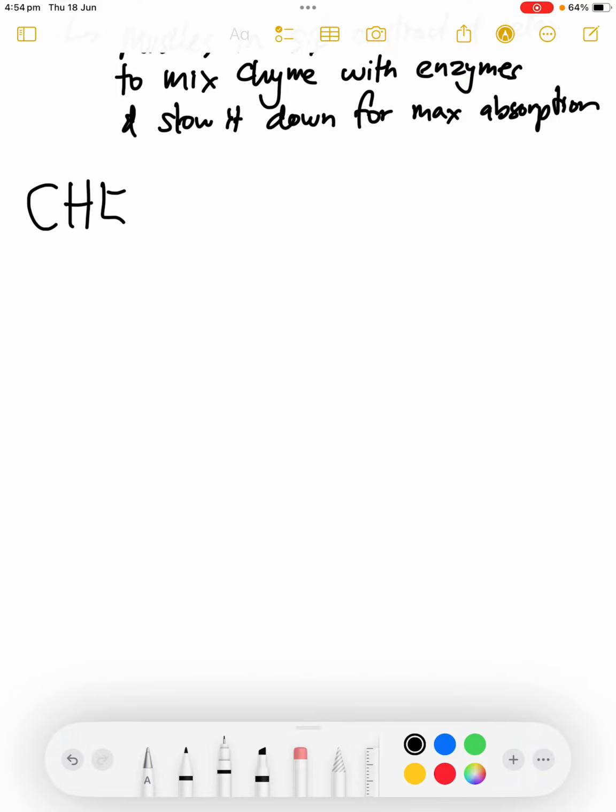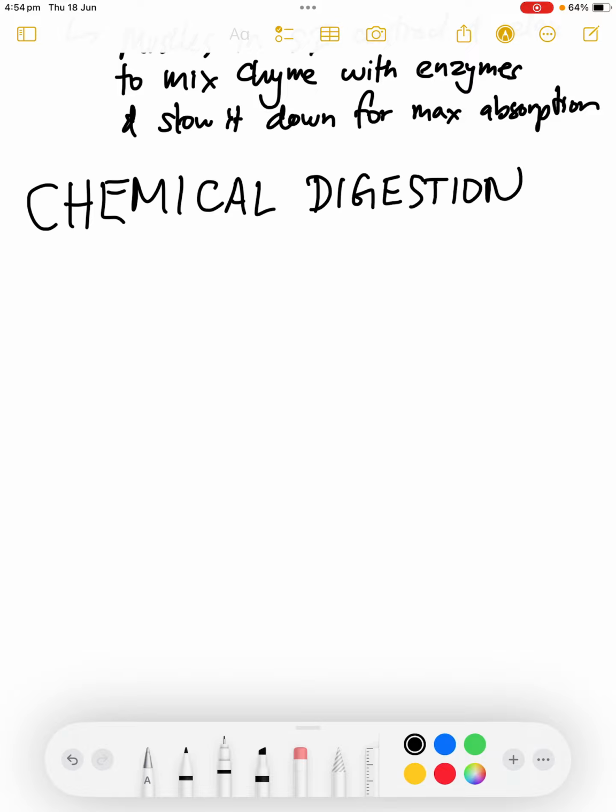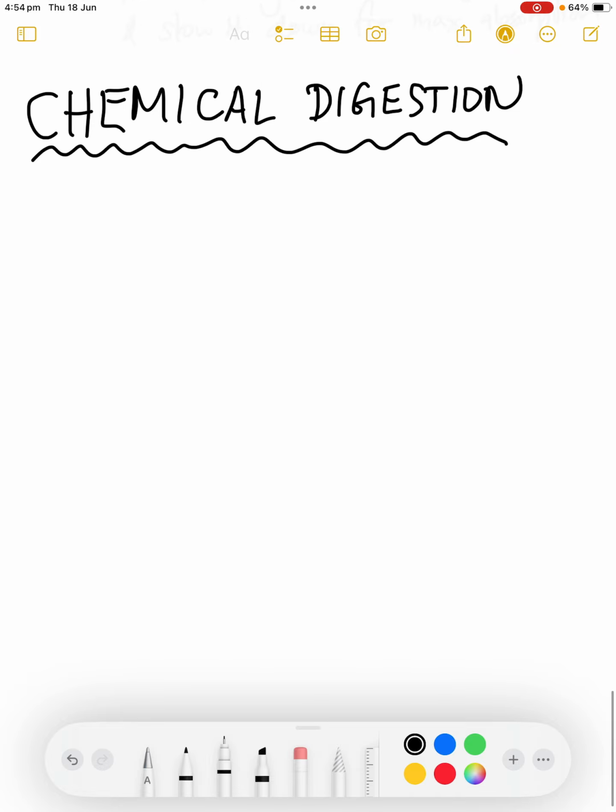The next one is chemical digestion. Here's the thing. I'm just going to break this down into macronutrients and what happens with specific macronutrients, in terms of the site where they're digested, what enzymes, and what the products are too. So the first one is carbohydrates. I'll just call that CHO.